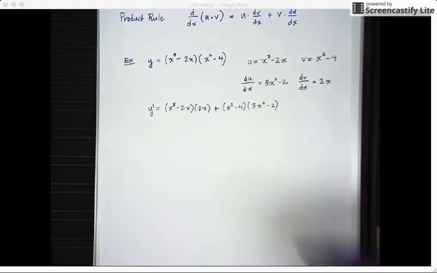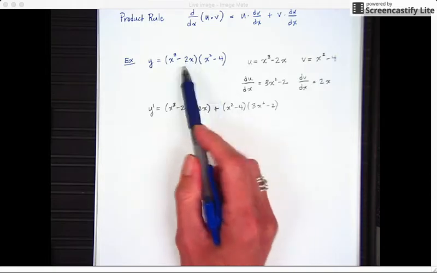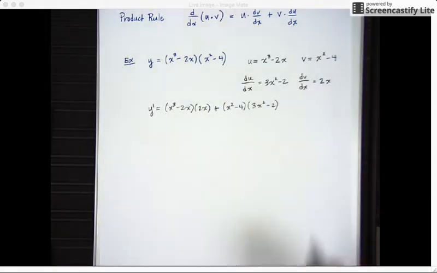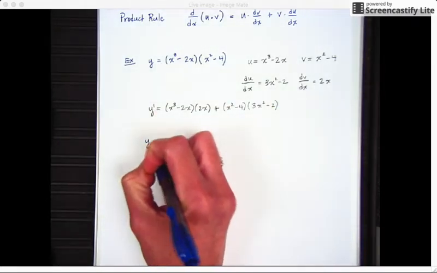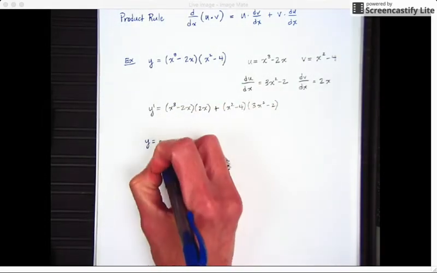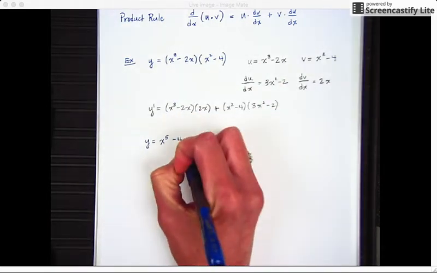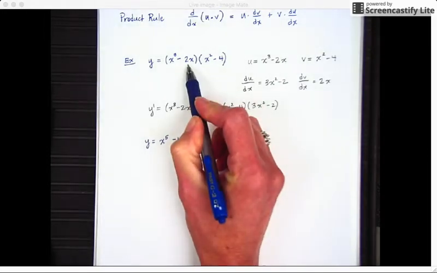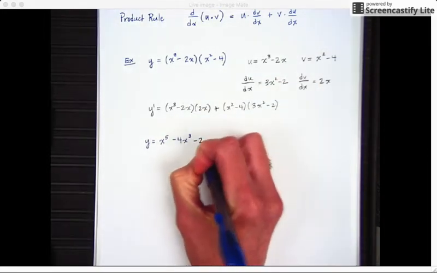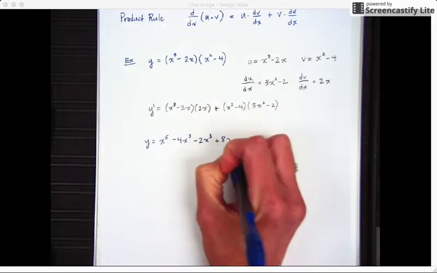Also, you aren't limited to just doing product rule. If you see that you have a function here that you could actually multiply out and then just take the derivative of each individual term, if you'd rather do it that way, if you can't remember the rule, let's say. So for y here, I could distribute, so x cubed times x squared is x to the 5th. X cubed times negative 4 is negative 4x cubed. Negative 2x times x squared is negative 2x cubed. Negative 2x times negative 4 is a positive 8x.